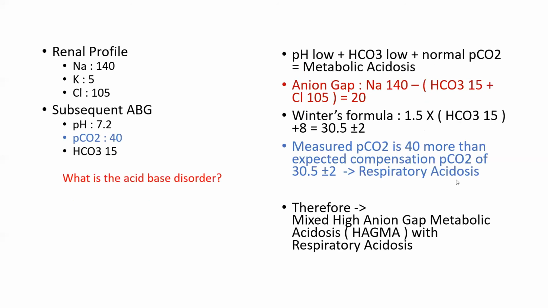But what if your PCO2 becomes 40? It's the same with the formula. If you calculate the Winter's formula, you're expected to have 30, but your measured PCO2 is 40. So you know that this patient is having a respiratory acidosis. Therefore, this patient actually has a mixed acid-base disorder: a high anion gap metabolic acidosis with respiratory acidosis. All right. Very confusing, right?